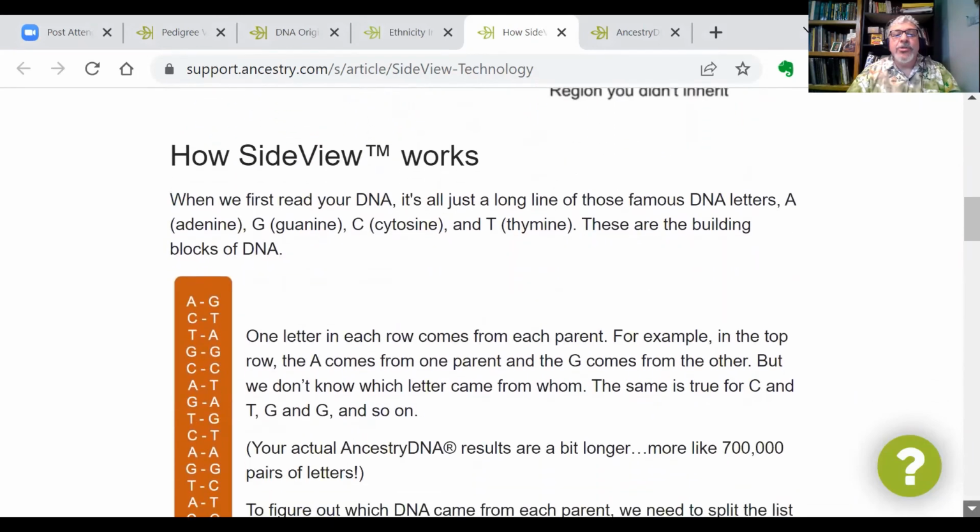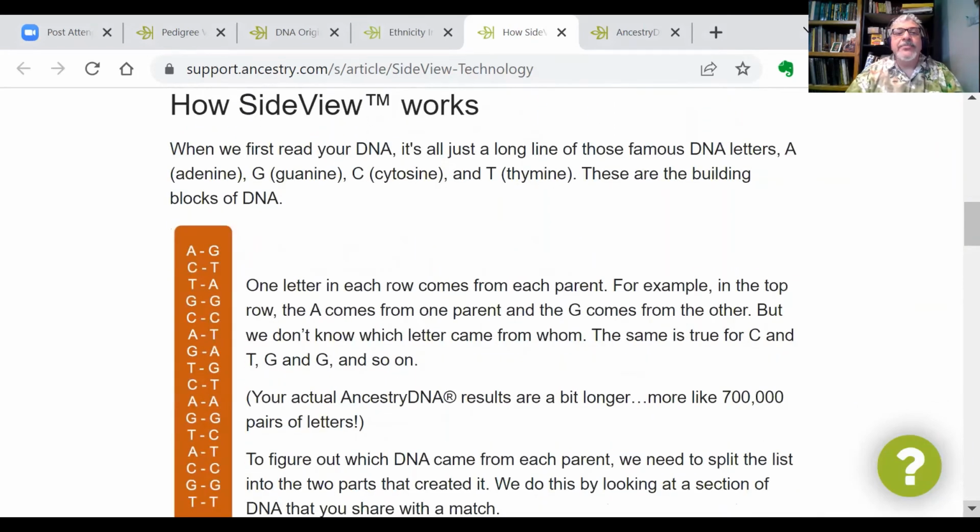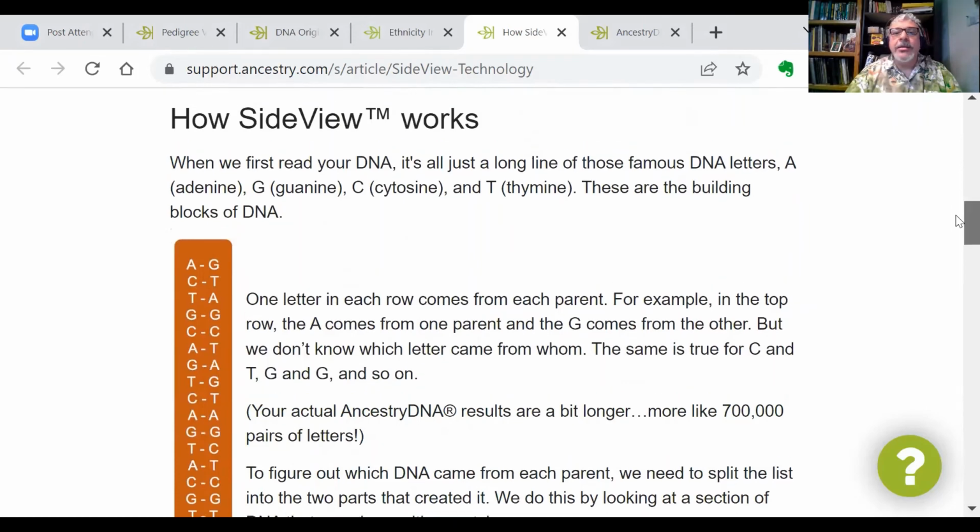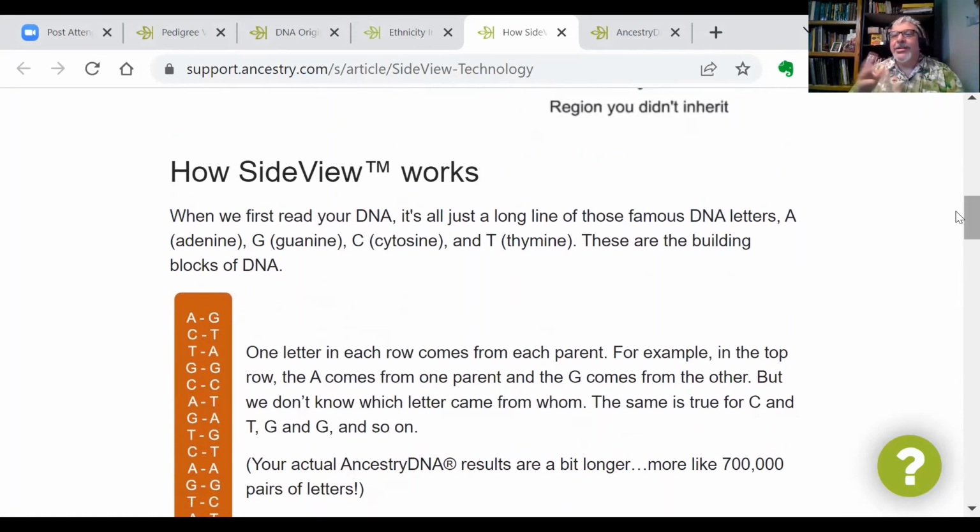And so what they do is they look at your DNA, and DNA is coded like they have here. When we first read your DNA, it's all along just a long line of these famous DNA letters, A, G, C, and T. These are the building blocks of DNA. One letter in each row comes from each parent. For example, on the top row, the A comes from one parent and the G comes from the other, but we don't know which letter came from whom. The same is true with C, T, G, and G, and so on.